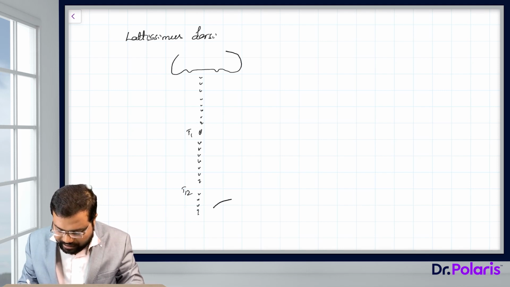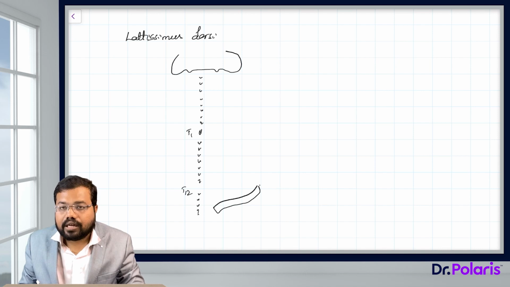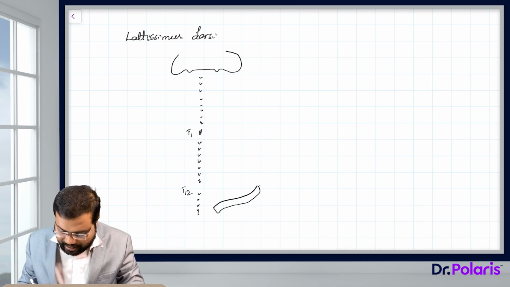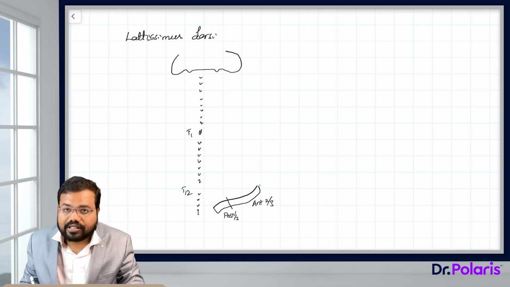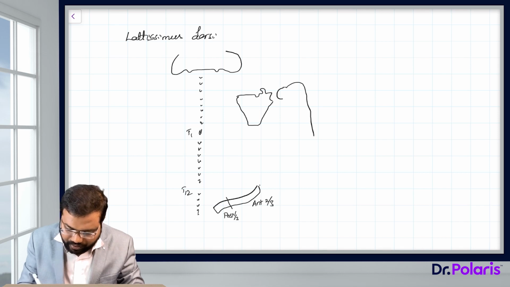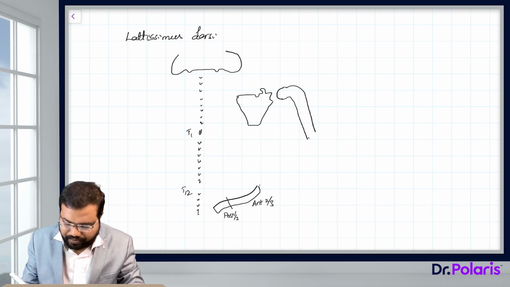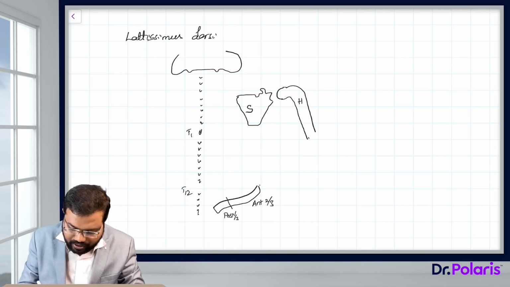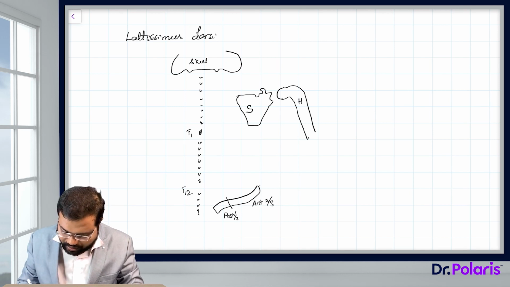Just lateral to the lumbar there is a structure called the iliac crest. The upper part of the hip bone is called the iliac crest, and this is the posterior 1/3 and this is the anterior 2/3 of the iliac crest. Just remember that. And here is the scapula with its borders on all sides, articulating with the humerus. Scapula, humerus, skull. This is the iliac crest.